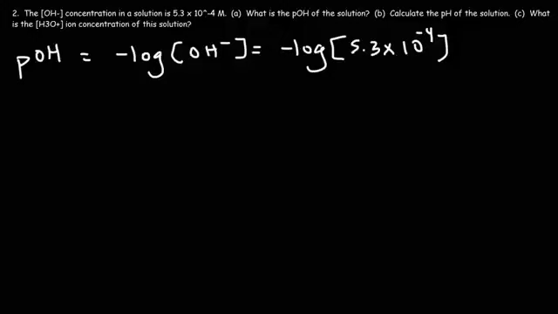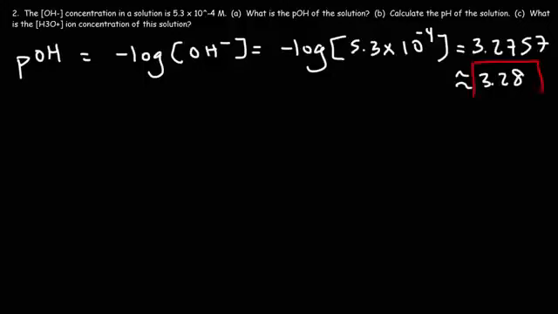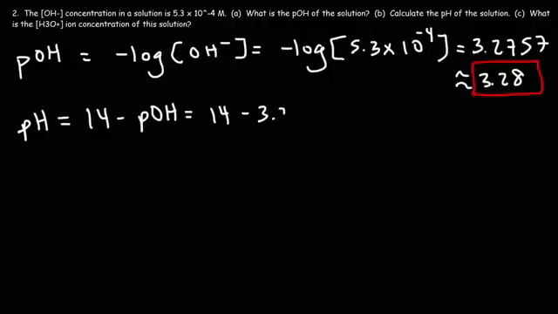Now let's go ahead and plug it in. The answer is going to be 3.2757. So we could say that it's approximately 3.28. Now let's calculate the pH of the solution. The pH is going to be 14 minus the pOH. So that's 14 minus 3.28. 14 minus 3 is 11. 11 minus 0.28. If you were to take 100 and subtract it by 28, you would get 72. So this is going to be 10.72.